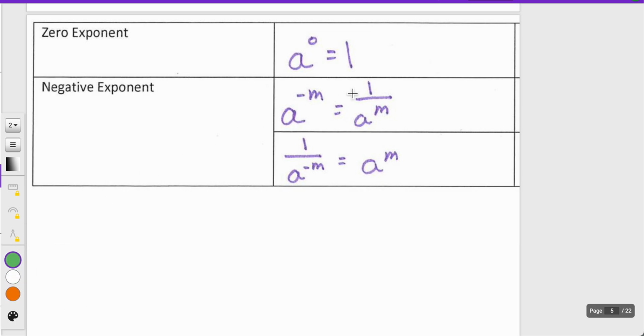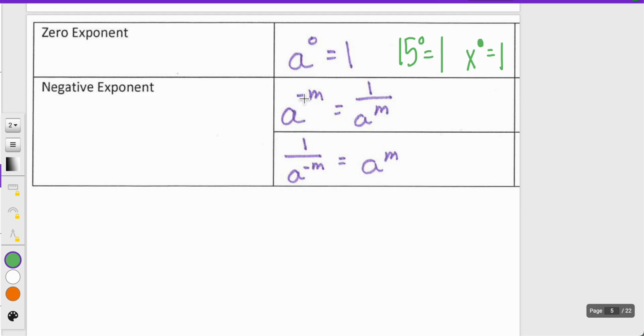So zero exponents just means any number to the zero power equals 1. Doesn't matter what number it is, 15 to the zero power equals 1, or even x to the zero power always equals 1. The next thing we want to see are negative exponents.